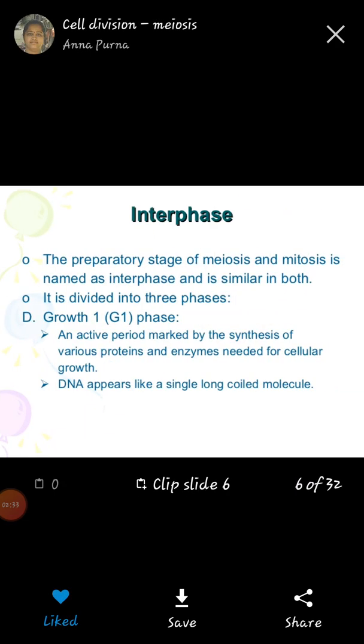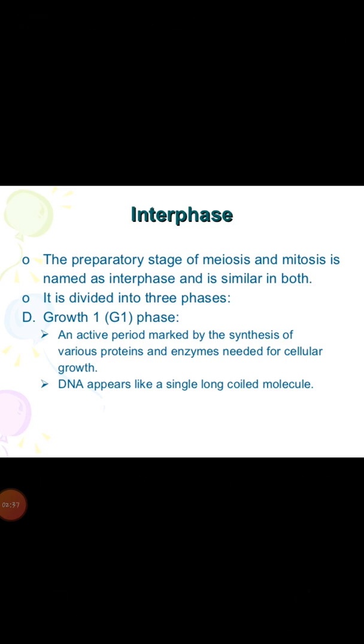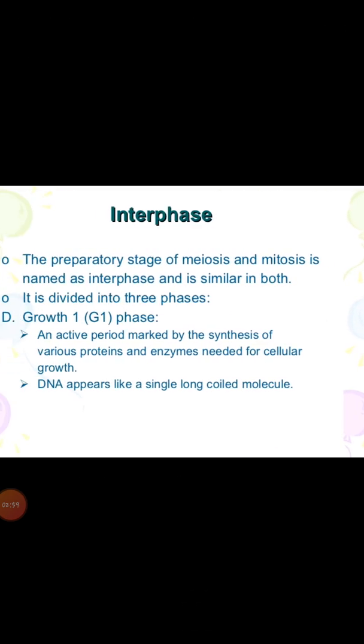Before going to the particular stages of meiosis, the cell undergoes interphase. The preparatory stage of meiosis and mitosis is named interphase and is similar in both. It is divided into three phases: G1 phase, S phase, and G2 phase, similar to the interphase of mitosis.